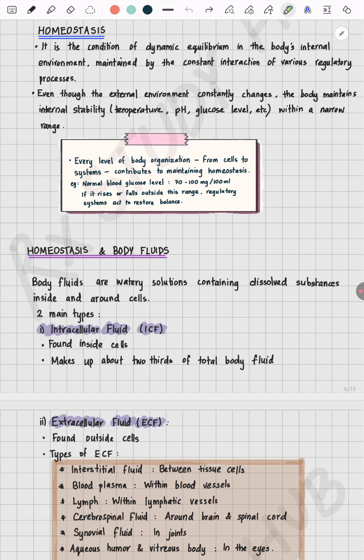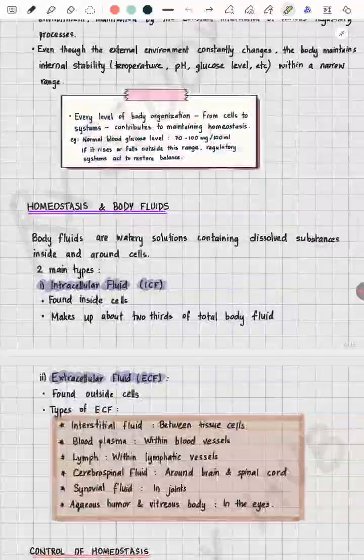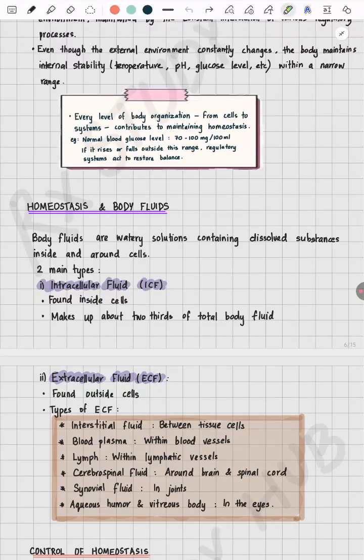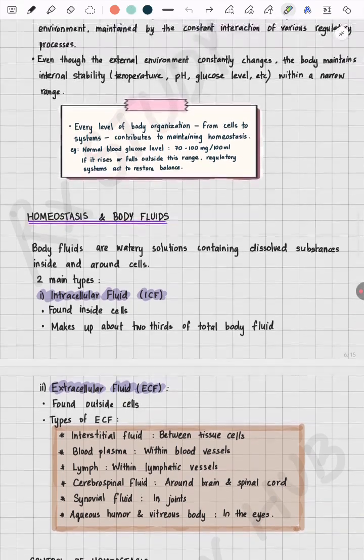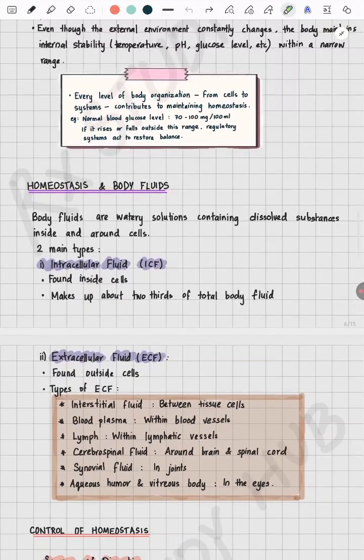The body contains two major types of fluids involved in maintaining stability. Inside the cells we have intracellular fluid, and outside the cells we have extracellular fluids, which include interstitial fluid, blood plasma, lymph, cerebrospinal fluid, synovial fluid, and even the fluids inside the eyes. The composition of the extracellular fluid is what we call the body's internal environment, and the body works constantly to regulate it.